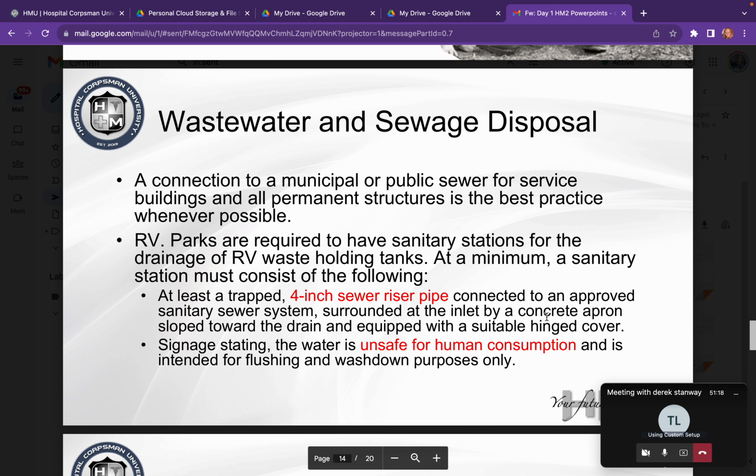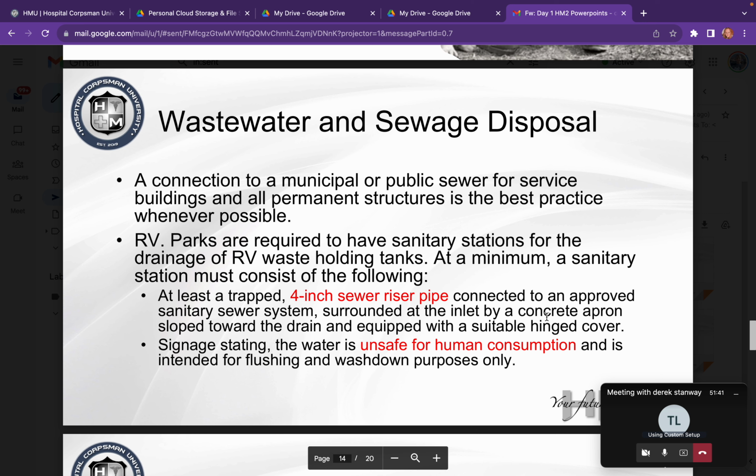Wastewater sewage disposal. Biggest thing about this one is going to be your distances right here. 4-inch sewer riser pipe connected to an improved sanitary system. That's going to be for any of the RV parks. So for any wastewater having to do with fecal matter, urine, gray water being run off from your RV, there has to be a 4-inch sewer riser pipe in order for it to be cleared off. All right, that's the biggest thing.